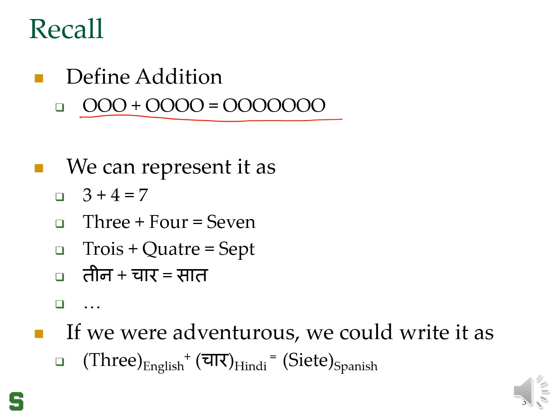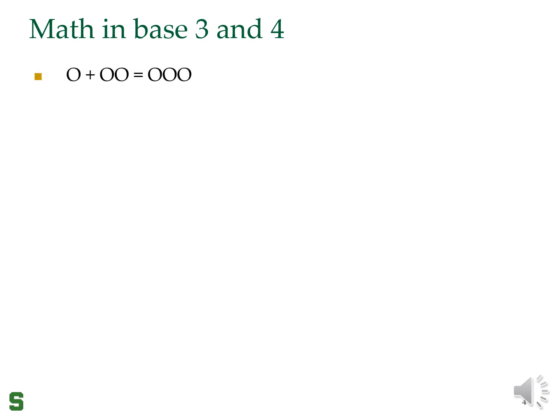This is something we saw at the beginning of this module. Now that we introduced these different bases, we can do arithmetic in those bases as well. So let's say I'm going to do arithmetic in base 3 or 4. So here is a factual statement. It is this object plus this object is equal to this object.